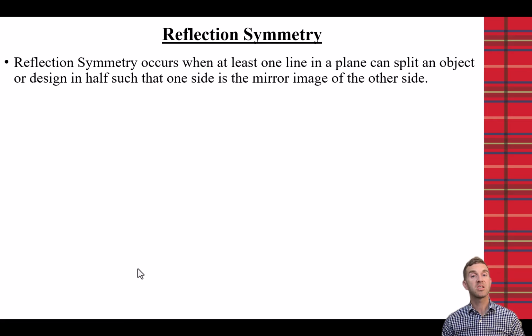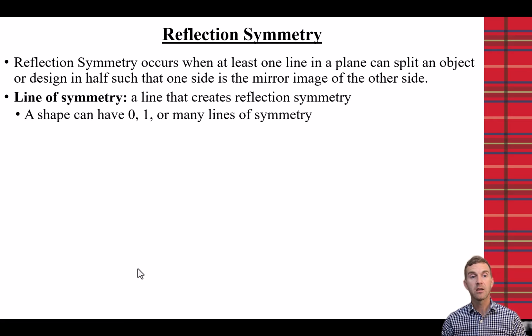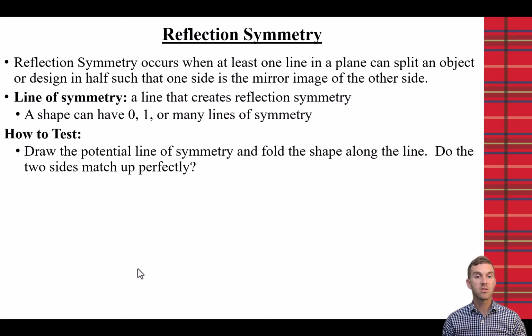Now, reflection symmetry occurs when at least one line in a plane can split an object or a design in half such that one side is the mirror image of the other side. So we can have 0 lines of symmetry, 1 line of symmetry, or many lines of symmetry that create that reflection symmetry. So what we're going to do is we will draw in a potential line. We would think about how do we fold that shape and do the sides match up perfectly.